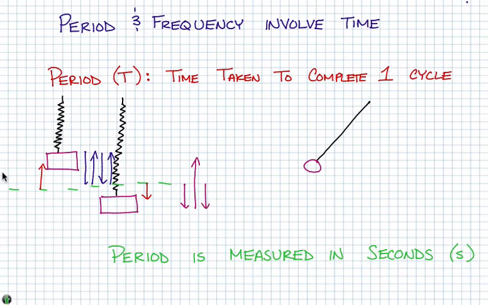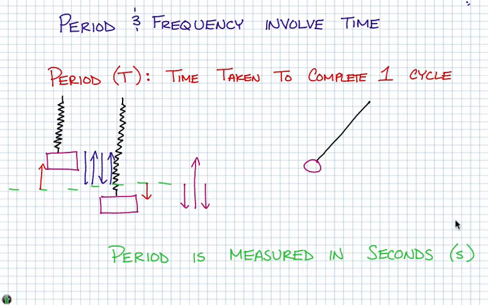So think of it as one cycle. It needs to start here. You're going to let go. It's going to go all the way up. It's going to come all the way back down. That's one period. So how much time it takes to complete one cycle, to return to its original position. Because it's a unit of time, we're going to measure that in seconds. So if I take this spring and pull it down and let go and it takes 1 second to go all the way up and come all the way back down, my period is 1 second.